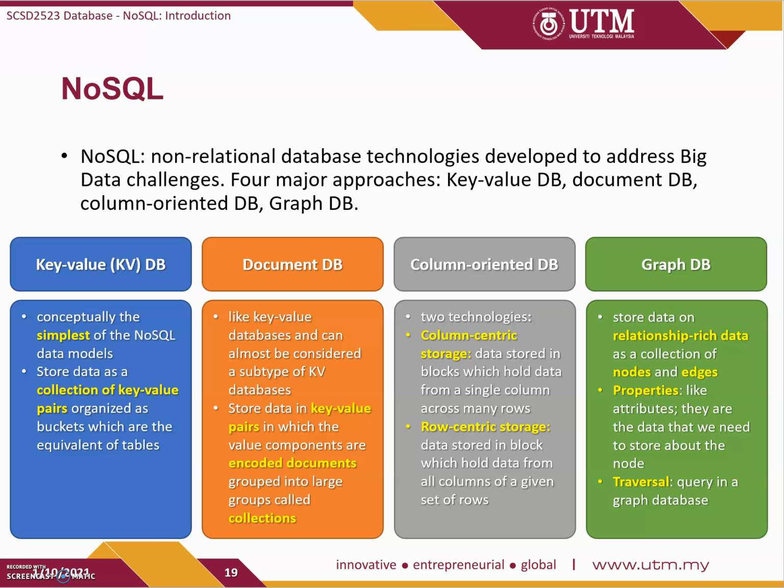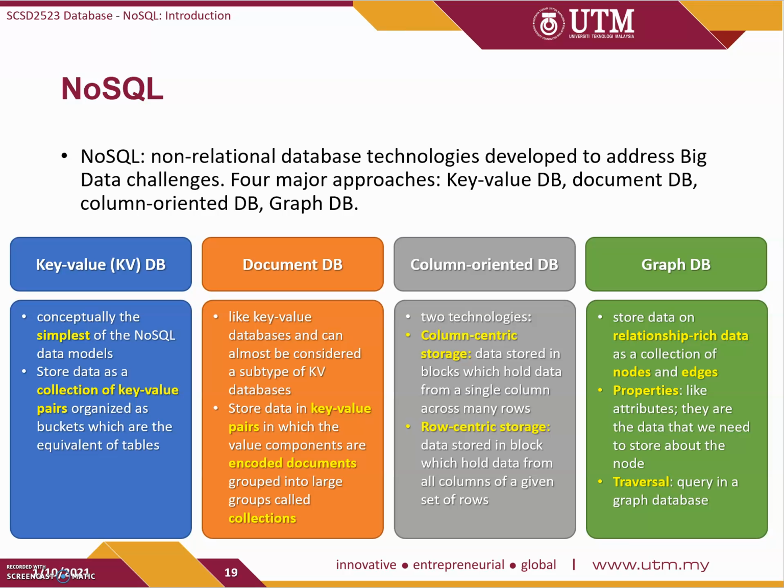And then secondly, we have document database. It is also considered a subtype of the key value database, whereby it will store key value pairs. Okay, it is the same as the key value, in terms of pairs. Okay, but the difference is that the value components are encoded documents. Okay, and then we call them collections.